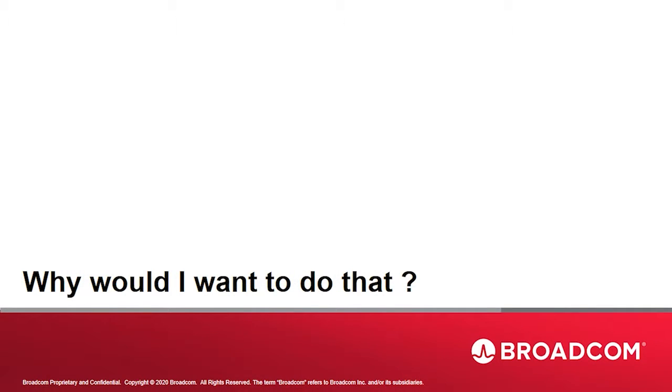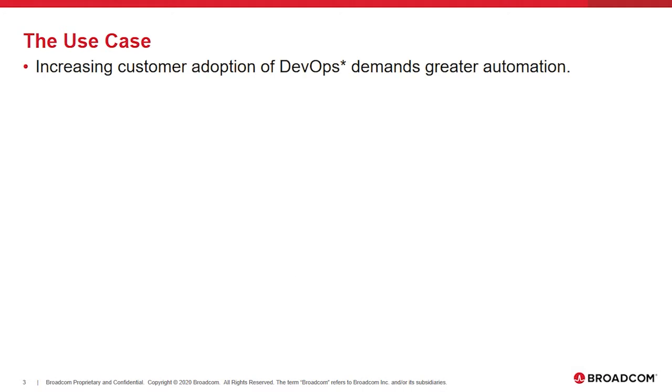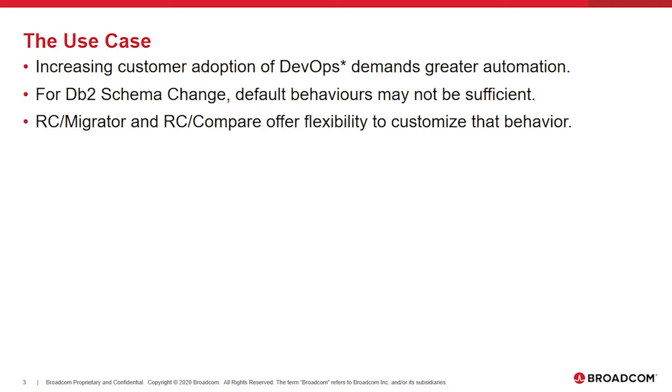So why would I want to do that? In today's world, companies are making increasing use of DevOps methods to implement change, meaning that more automation needs to be built into each of the component parts of the DevOps stream. The default behaviors in the product may not suit your requirements, so this is where RC Migrator's flexibility can be invaluable.